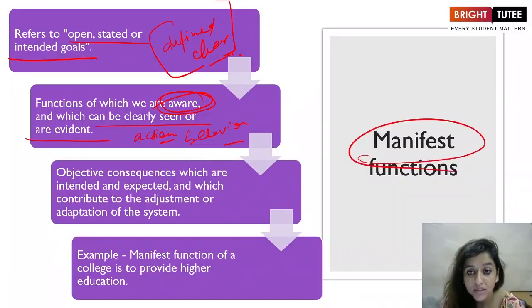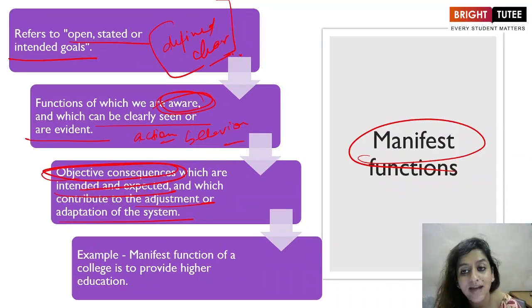Then objective consequences which are intended and expected and which contribute to the adjustment or the adaptation of the system. So it has objective consequences which are intended and expected from the person, and that is how the adjustments or the adaptations of the system take place.